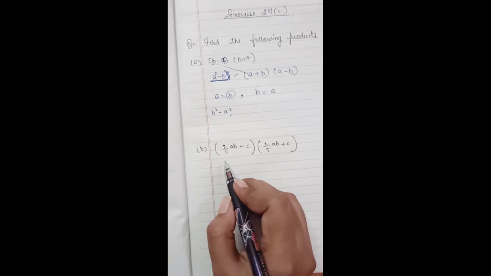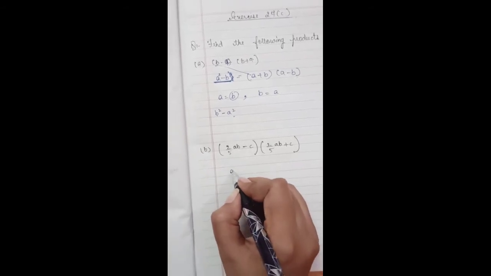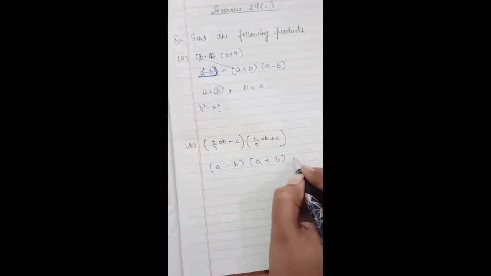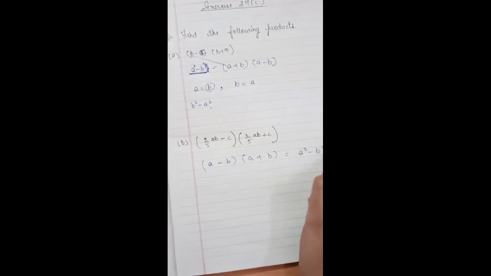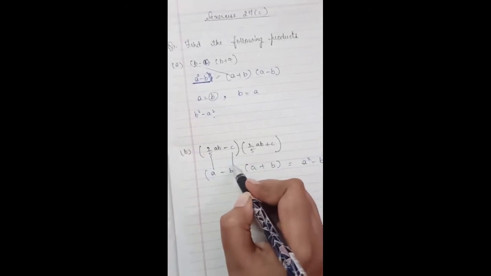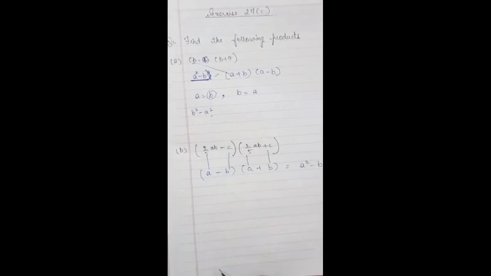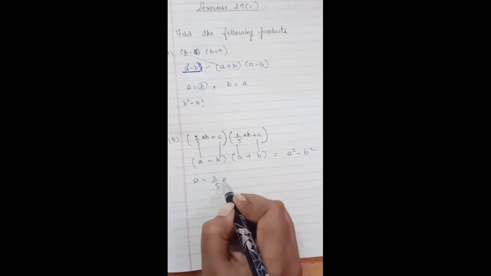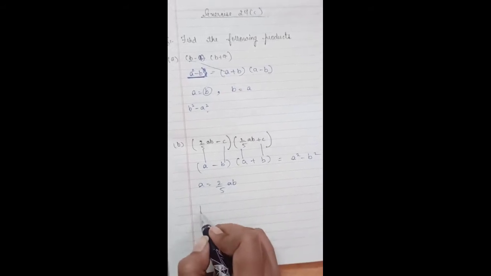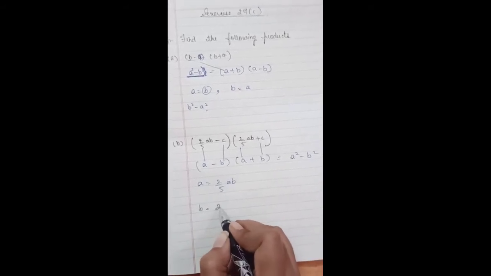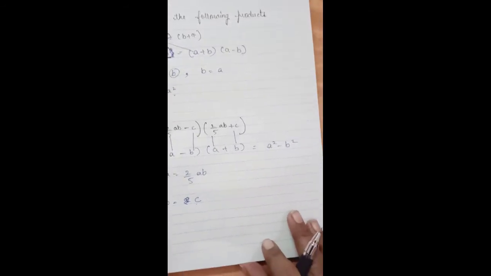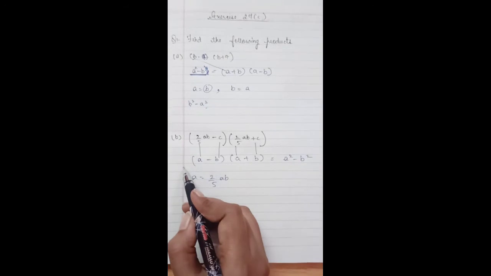So when you compare it with the identity A minus B, A plus B is equal to A square minus B square, what do you get? You get the value of A as 2 by 5 AB and the value of B as C. See, the value of B is C. So we are going to use this identity.